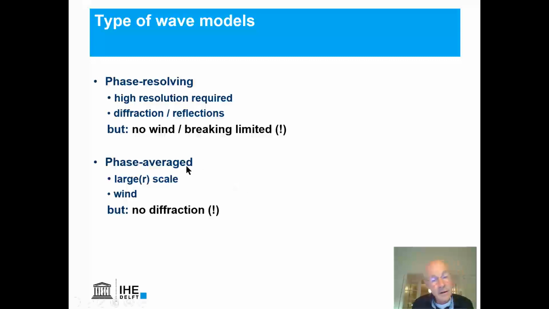Phase averaged, on the other hand, means that you do not describe the individual waves, but you describe how the amplitude of the waves, the wave height and the wave period, how that slowly changes over larger distances. In that case, it's very well possible to include the effect of wind growth. But diffraction, so the details of what happens, for instance, in a harbor and with waves curling around a structure, that is much more difficult to include in such models.